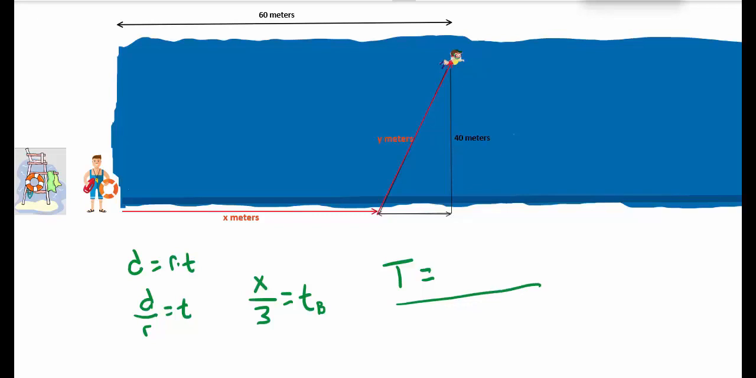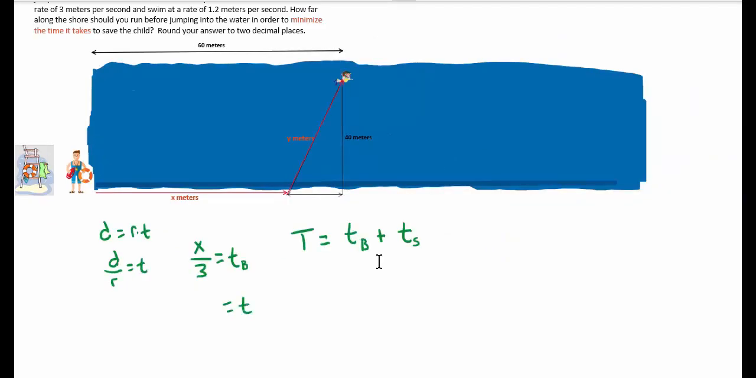So over here for my total time function, I'm thinking we're going to have two different times. The time it takes him to run along the beach, and then we'll add that to the time it takes him to swim. I'll write t sub s. So where we see t sub b here, I can simply replace it with x over 3. Now to write an equation for t sub s, I let the distance that the lifeguard swims to the child be y meters according to the diagram, so that would go in for the letter d, and then for the rate, r, we were given that the lifeguard swims 1.2 meters per second. So I'll replace r with 1.2.